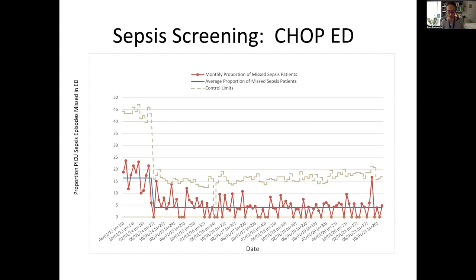And that's where we're hoping that some of these more modern tools will take us in coming years. But nonetheless, I think, if you remember back in the beginning, we were missing 30% of patients, and now we miss less than 5%. So we are pretty happy with that.